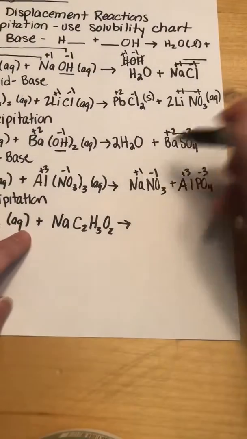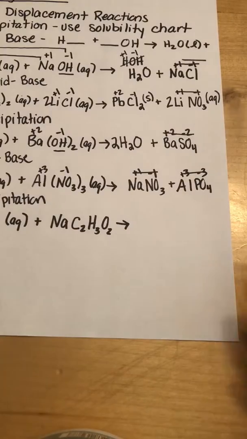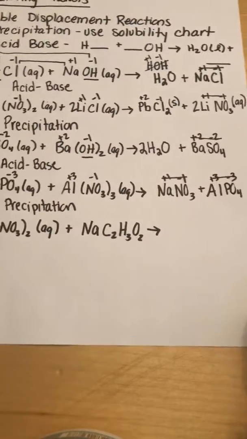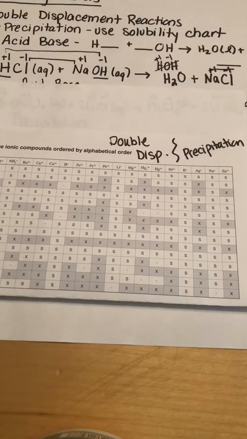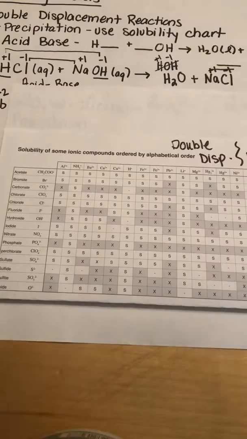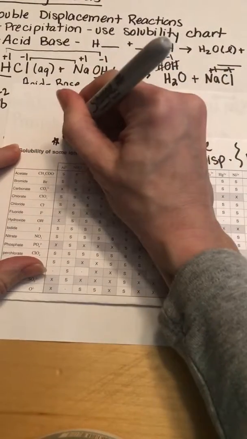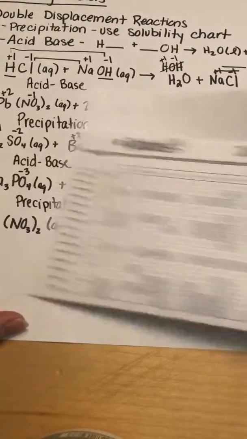Okay, so it's super nice when these come together, all of those charges cancel, so I don't need any subscripts. Since it's a precipitation reaction, I have to pull out my chart and determine whether or not a reaction takes place by looking up the products. And that's another note if you want to put on yours. Only use this chart for your products. You don't use it for your reactants.